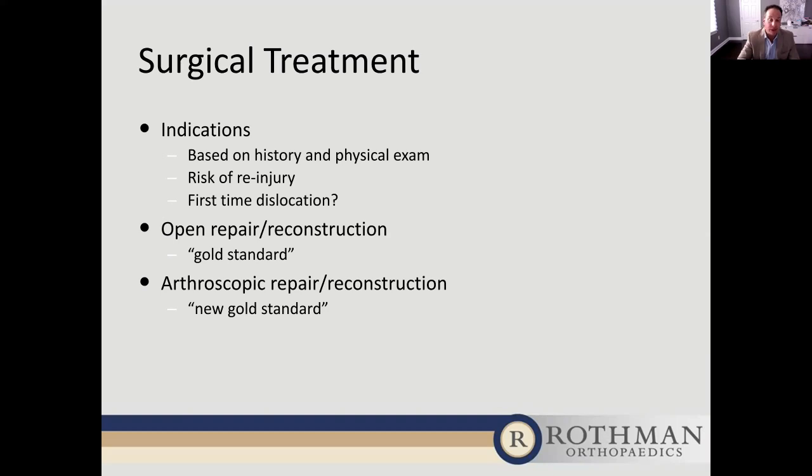Is it a first-time dislocation, should we fix that? This day and age, 2024, we oftentimes will repair the first dislocation because there's such a high rate of redislocation in some high-risk populations, such as contact or collision athletes, or others where people have to trust their shoulder, for example, law enforcement or firefighters. And I really feel like arthroscopic surgery is the new gold standard for this problem.